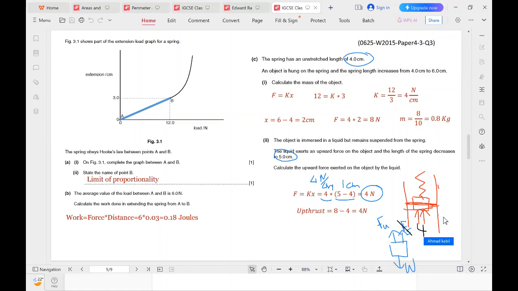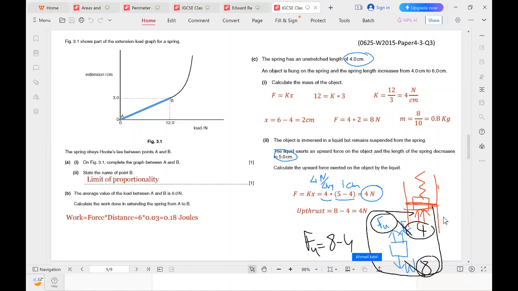We already know that the weight is equal to 8. And we want to get the upthrust force, which is upwards. This is in equilibrium. We have 4 up and 8 down. So we have to have 8 minus 4 as FU. Hence, the final answer would be 4 newtons, because the total upward force must be equal to the total downward force, since it is in equilibrium.